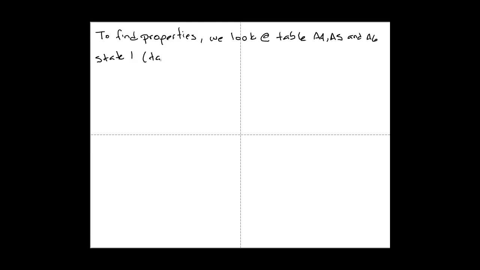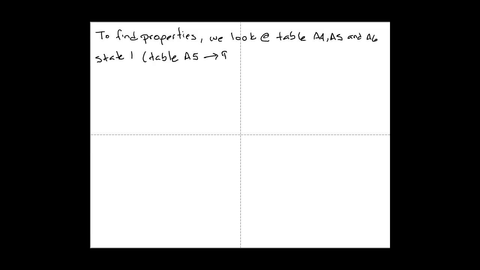First of all, we're going to use tables. These tables are in your Blackboard. They are under course materials, and you have an updated copy of the tables in the back of your book. So we are going to find properties as we mentioned in tables A4, A5, and A6. A5 and A6 in this problem, since we're going to use pressure to enter the properties.